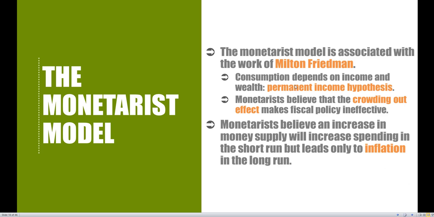As we can see right here, consumption does depend on income and wealth. This is one of the main assumptions under the monetarist model, and it is something that Milton Friedman came up with: the permanent income hypothesis. Basically, the main idea is that if we increase your income, that's going to change your consumption because your income has gone up, your wealth has gone up. So that's why expansionary monetary policy is going to have a huge impact on the economy as a whole.